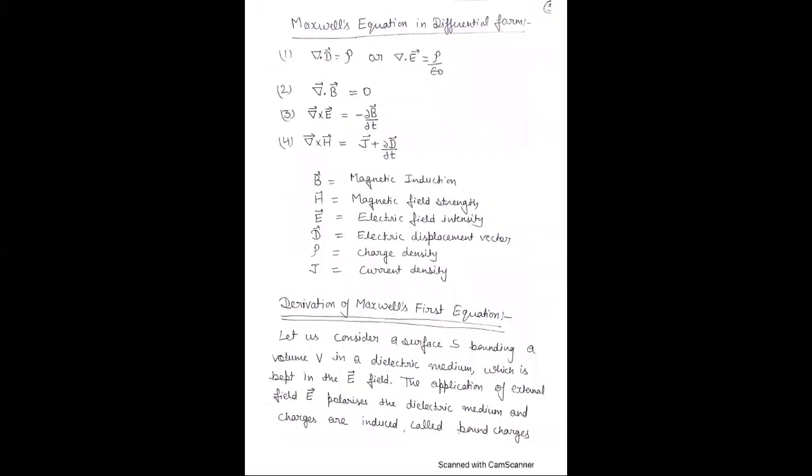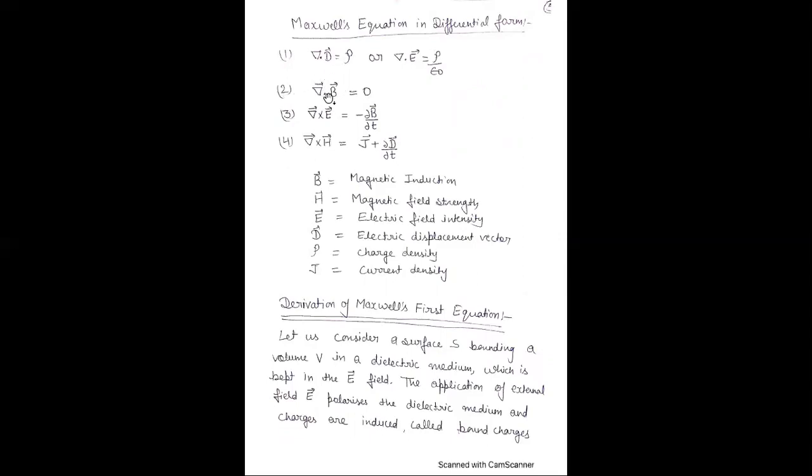Now we will discuss firstly Maxwell equations in differential form. These are the four Maxwell equations. First is del dot D, where D is the electric displacement vector, equal to rho, or del dot E is equal to rho by epsilon naught, because we know that D is equal to epsilon naught E, so replace D by epsilon naught E. This equation is derived using Gauss divergence theorem, Gauss theorem in electrostatic field, because here we have an electric field.